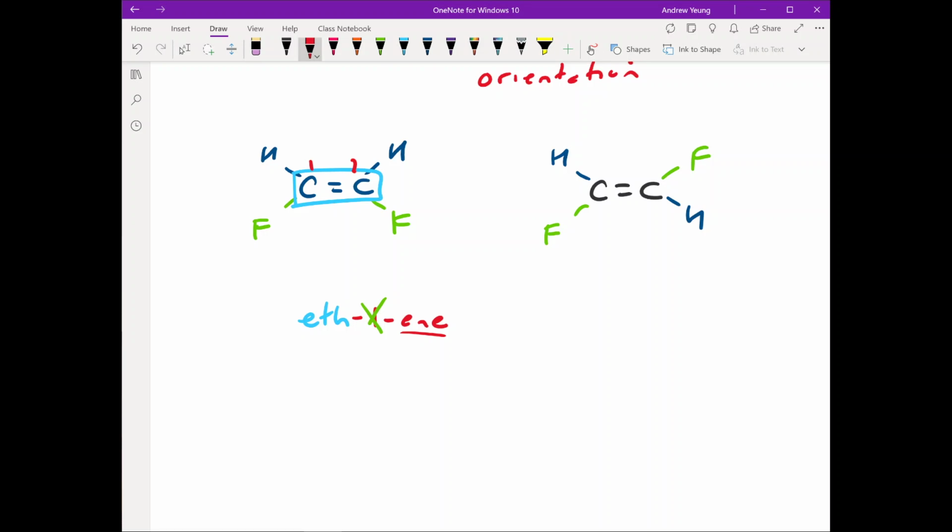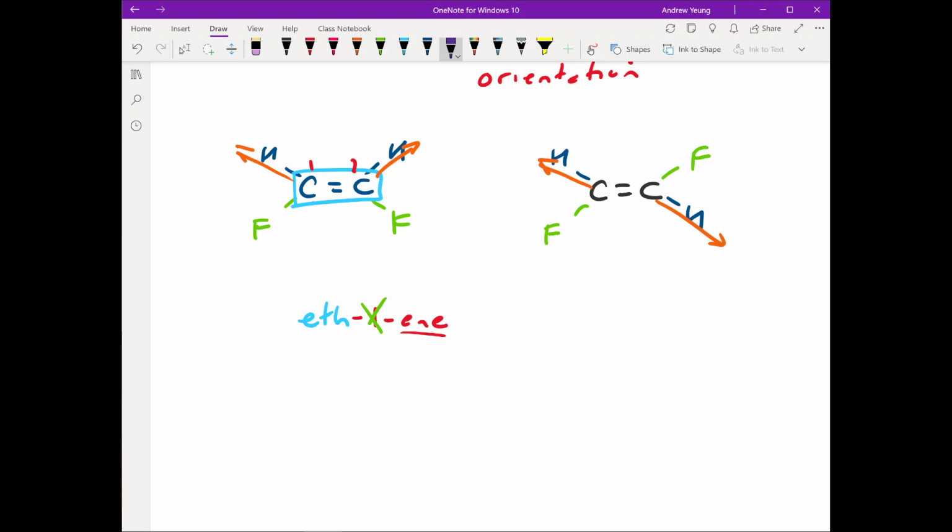We have both carbons, they have an H and an F, H and F, this one also an H and F, H and F. The only difference is the direction that the hydrogens are pointing. The hydrogens on this side are both pointing, let's say, upwards. On this side here, the hydrogens are pointing across from each other. Now, we didn't have this form of geometric isomers when we had alkanes.